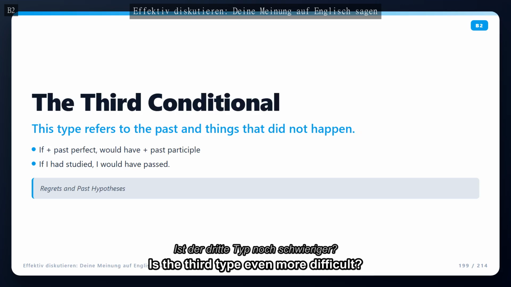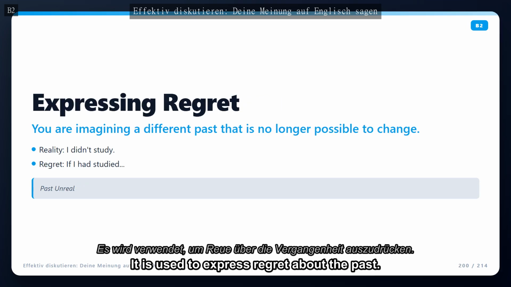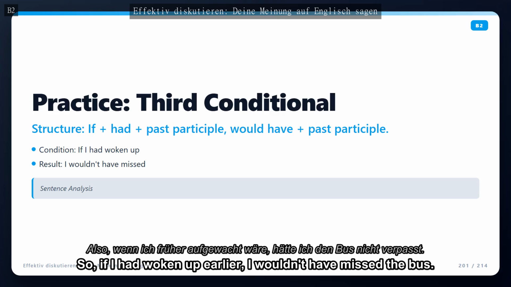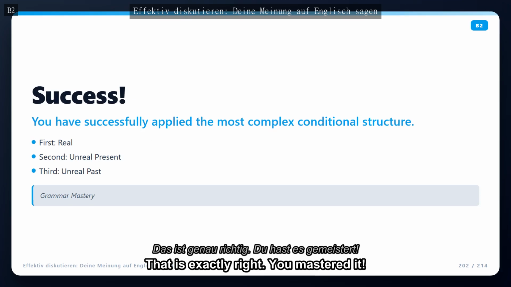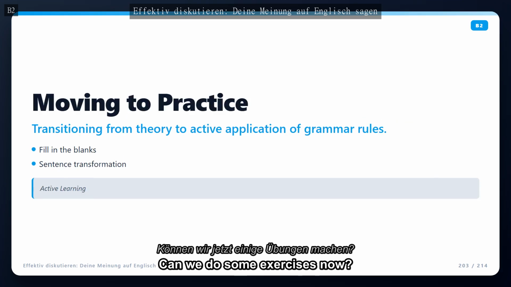Is the third type even more difficult? It is used to express regret about the past. So, if I had woken up earlier, I wouldn't have missed the bus. That is exactly right. You mastered it. Can we do some exercises now?